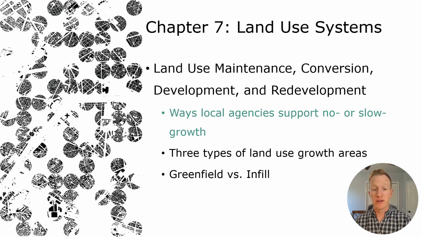This next section of the textbook is on land use maintenance, conversion, development, and redevelopment. When looking at that, it's often seen that conflicts over land use and how those conflicts play out can depend on where that land use change is occurring. Is it changing in an agricultural area or in a suburban area or in an urban area? And within each of those areas, you can have local governments that have a different position on growth, whether they're looking at managing growth or whether it's a no growth community.